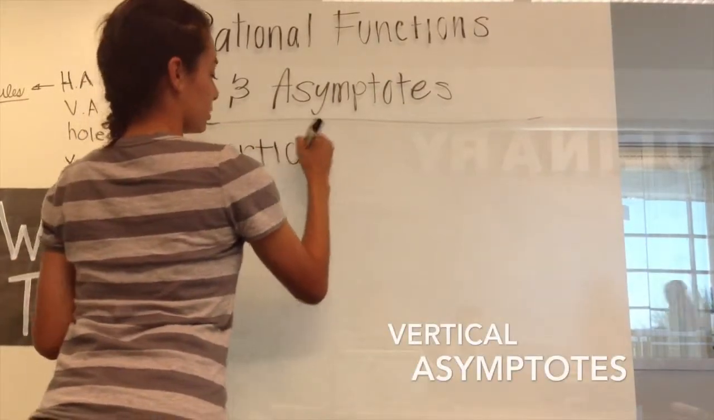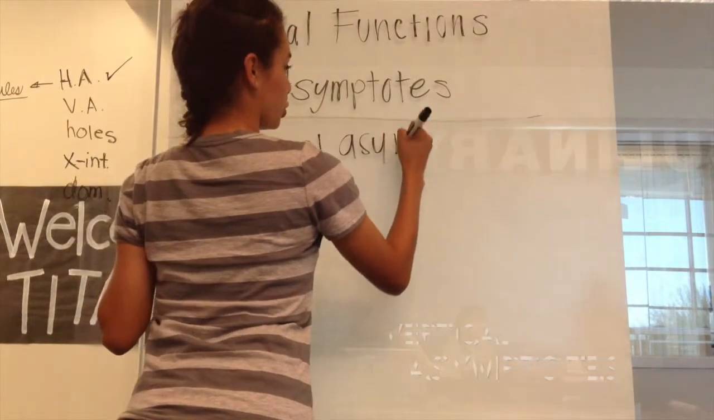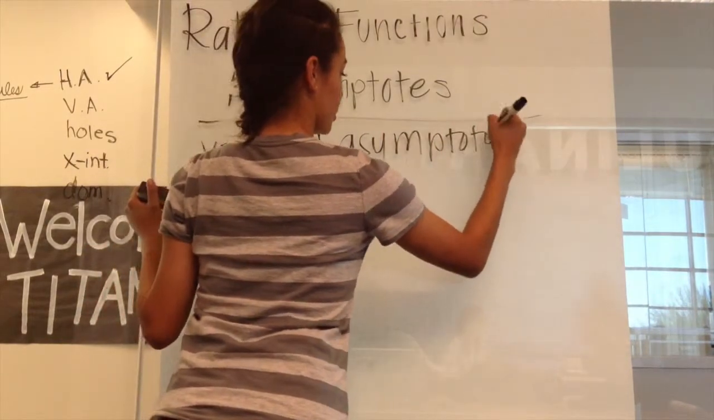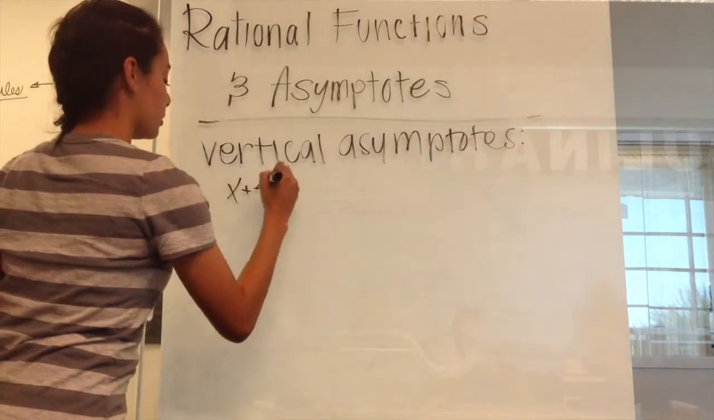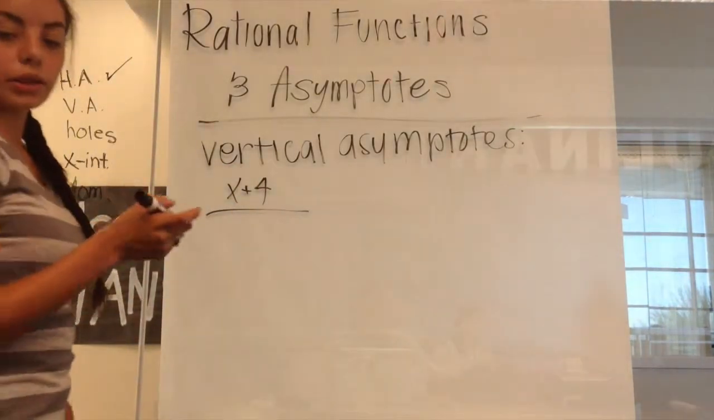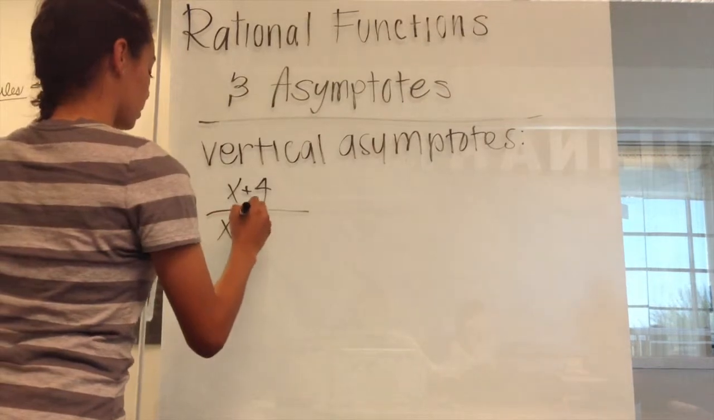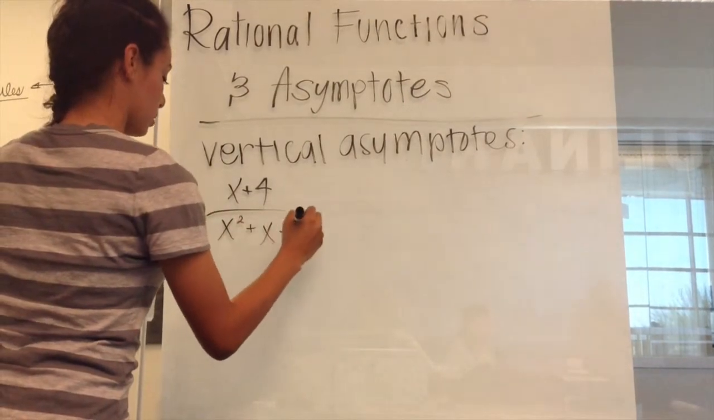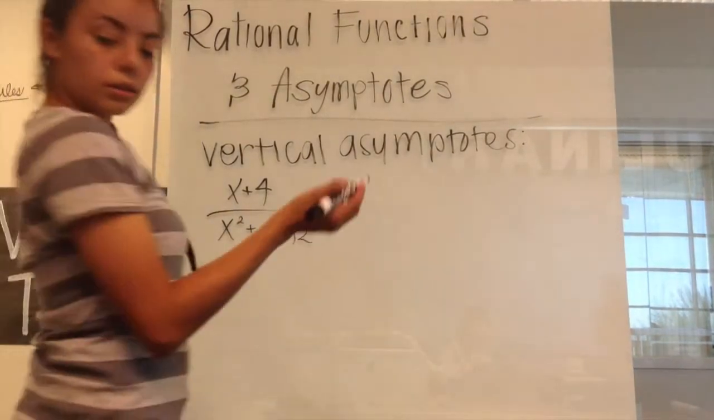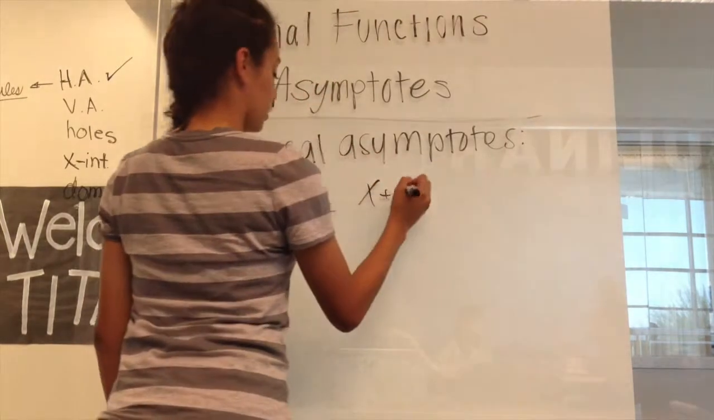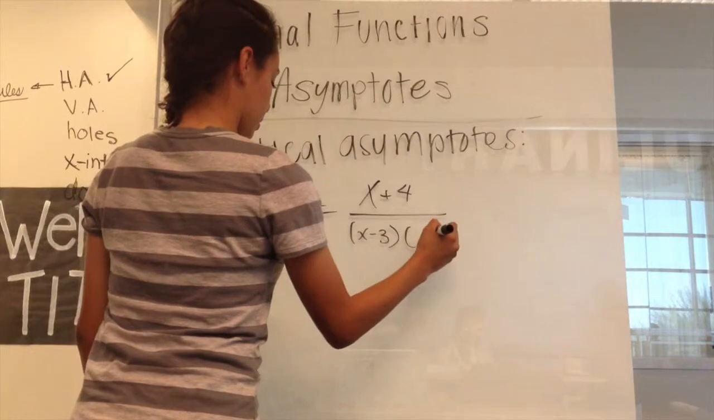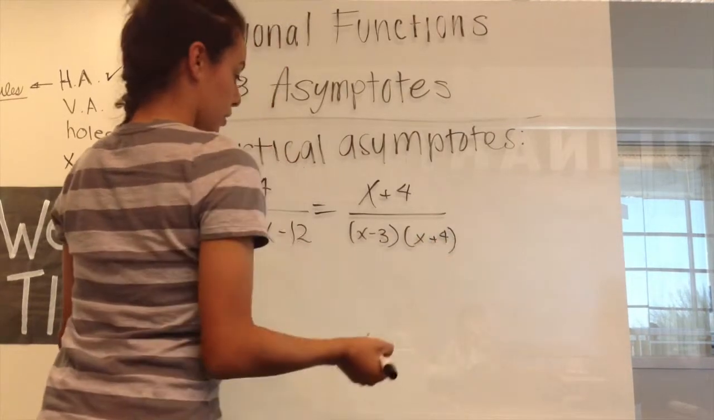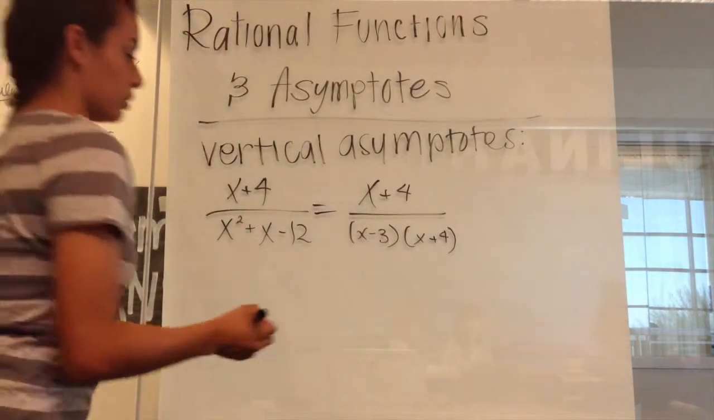Okay, now we're going to teach you guys how to find the vertical asymptote of a rational function. In order to find the vertical asymptote, you use the denominator, and you solve for x in the denominator, and the result you get will be your vertical asymptotes. Here's an example. It's x plus 4 over x squared plus x minus 12. If you're able to simplify, do it. You must simplify. So once you simplify, you get x plus 4 over x minus 3, x plus 4.